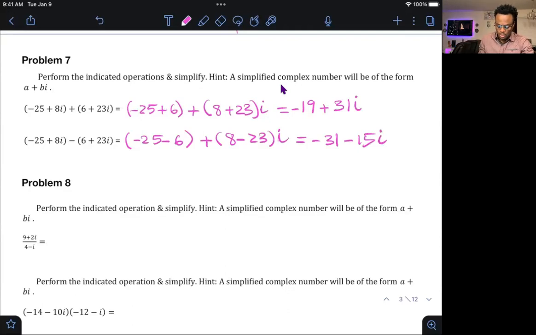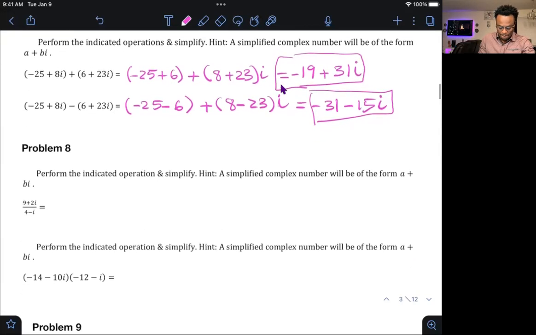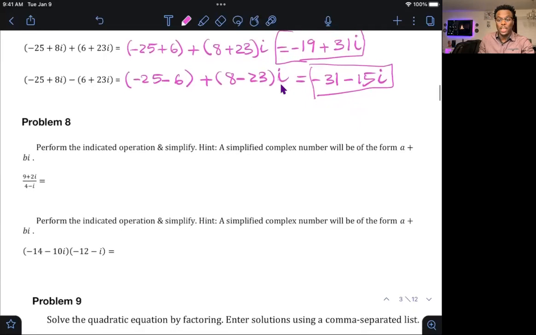Problem number 8. So that's the answer for the subtraction, and that's the answer for the addition. So the next problem is division of complex numbers. You know that you need to find the conjugate of the denominator, and then you would multiply both the top complex number and the denominator by the conjugate of this denominator.